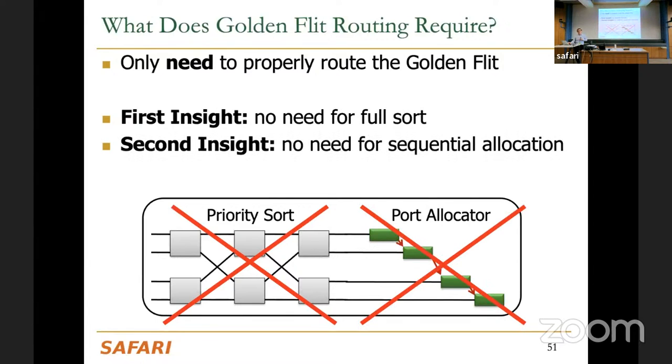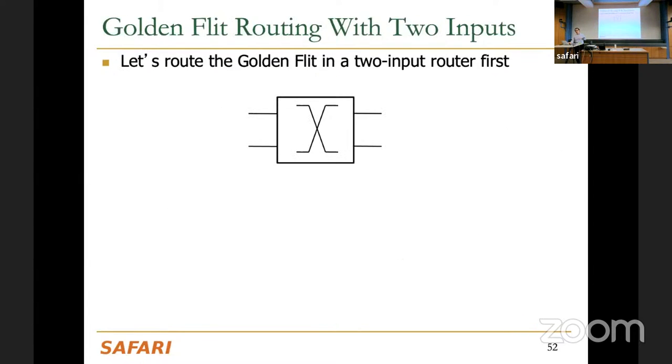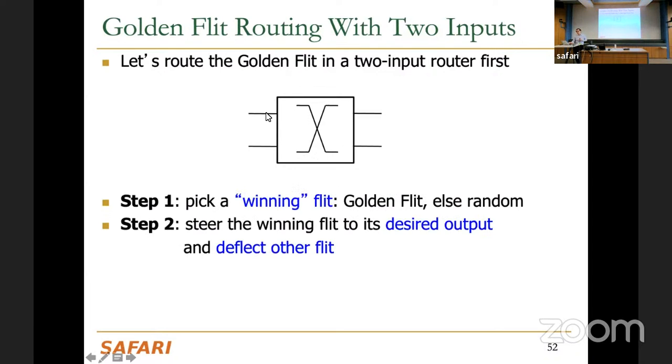And then there's no need for sequential allocation also, as we will see. So basically, let's take a look at the router now. The router is going to be very, very simple, as we will see. Let's assume that we have a two-input router, a 2x2 crossbar, as our building block.